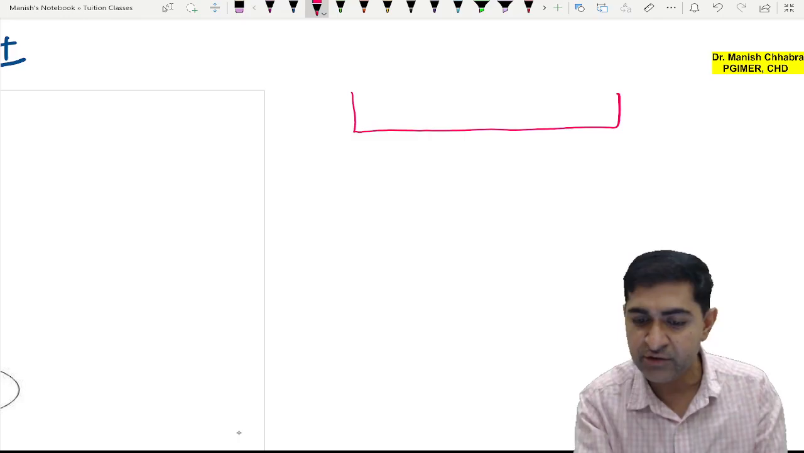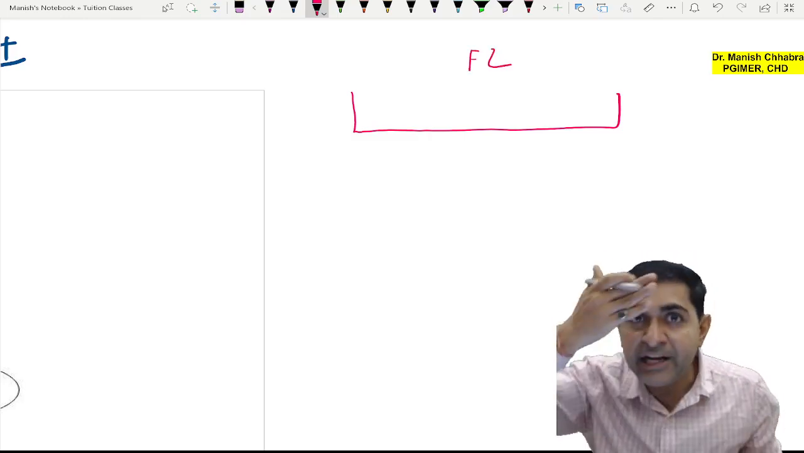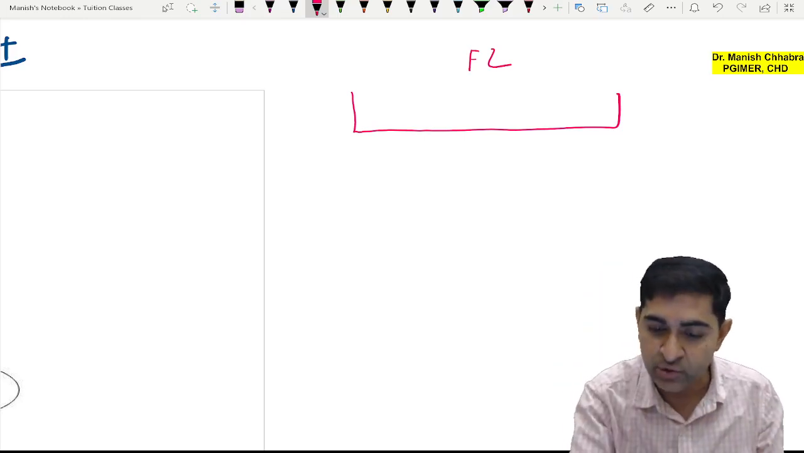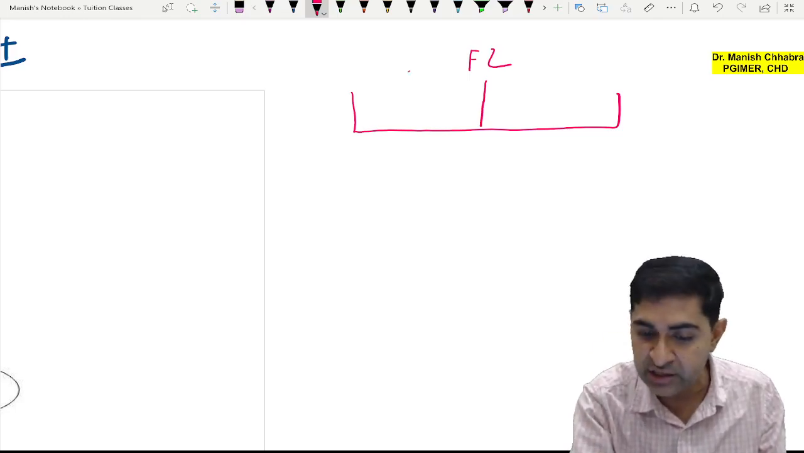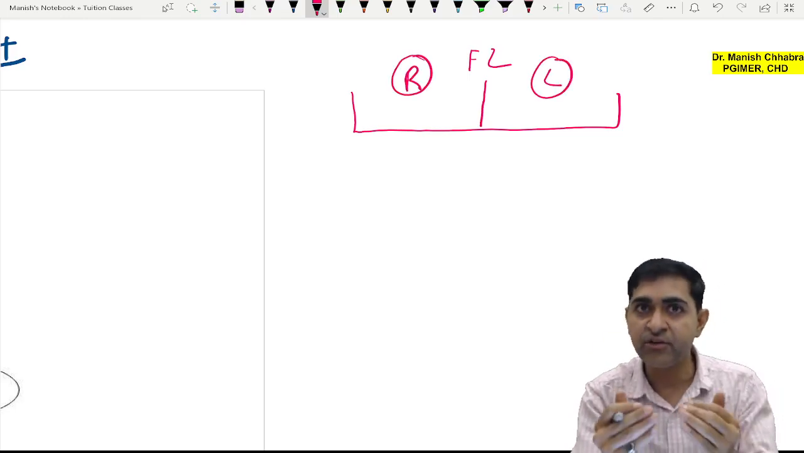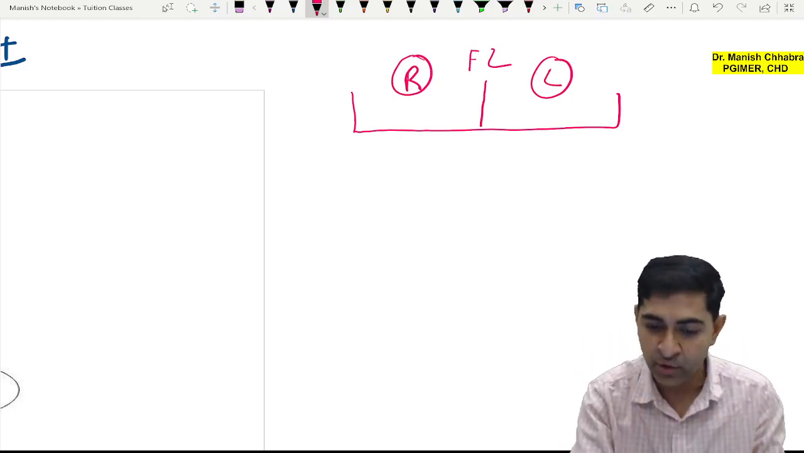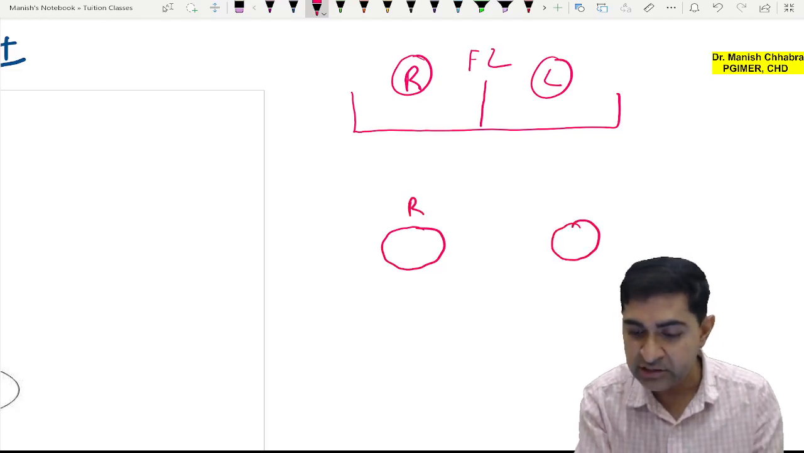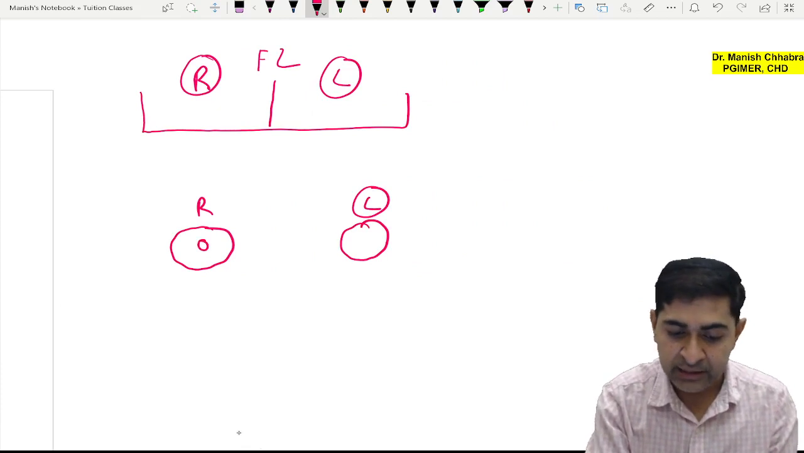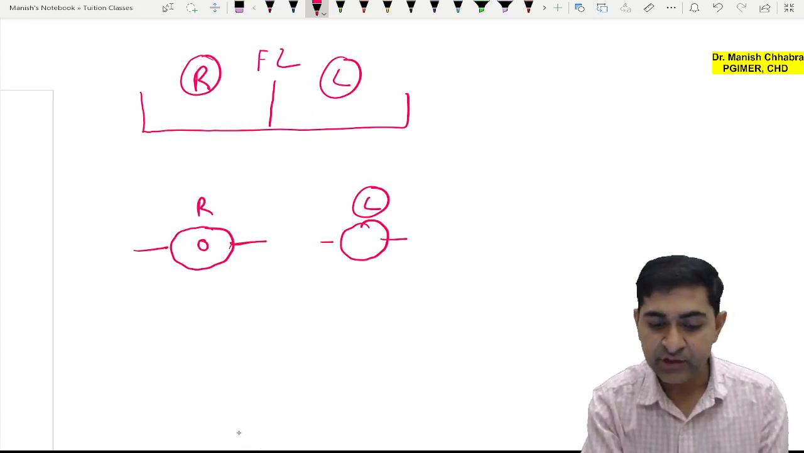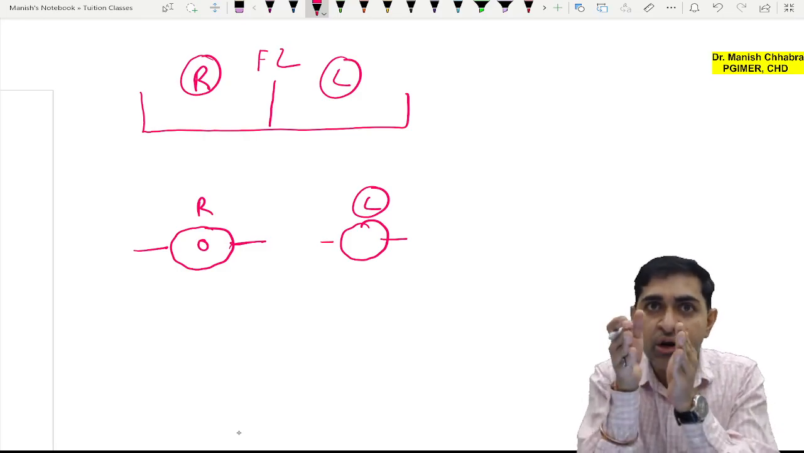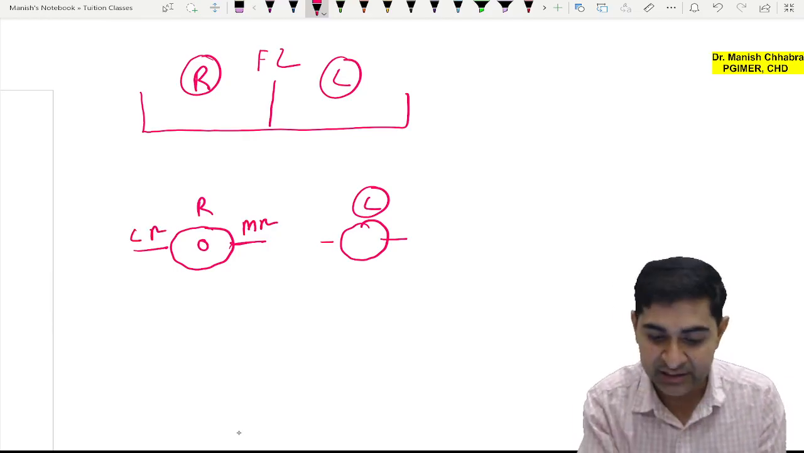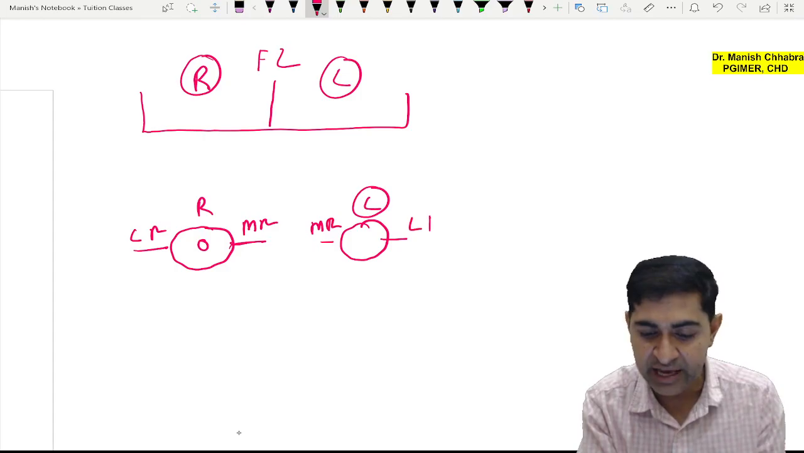So first and foremost, we know that there is a frontal lobe. So anatomically the frontal lobe is one, but physiologically it is divided into two parts. So I'll divide it into two parts. Physiologically, this is the right frontal lobe, this is the left frontal lobe. You are seeing from the front. Okay, now we have got two eyes. So this is of course the right eye, and this is the left eye. Okay, and the muscles which are moving the eyeball horizontally are medial rectus on the medial side, lateral rectus on the lateral side. Similarly, in the left eye, medial rectus and lateral rectus.